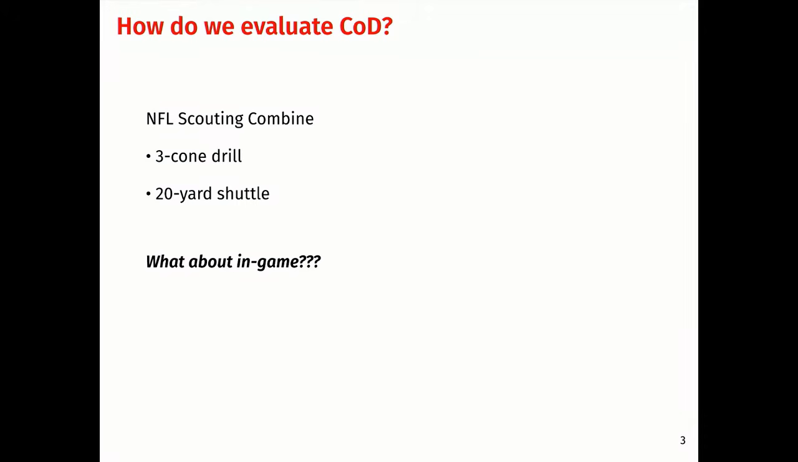But what about actual in-game performance? These drills have limitations, as they don't capture how players respond in live, real-time scenarios. These are being measured at the combine in settings where player movement is not constrained by things like contact or different moving pieces on the field. So there remains a lack of objective approaches for evaluating in-game COD performance in American football. So how do we fill this gap?